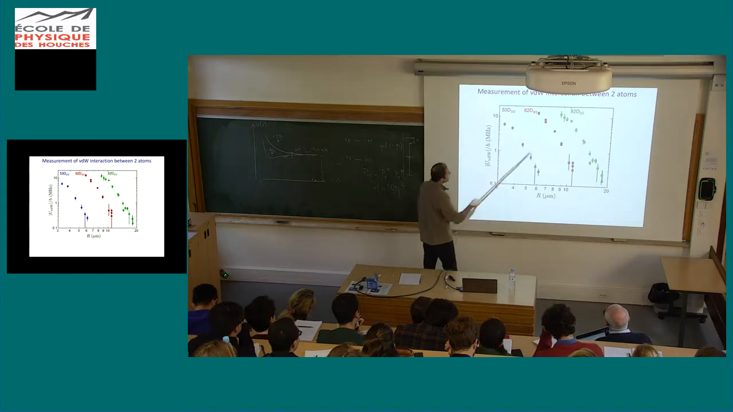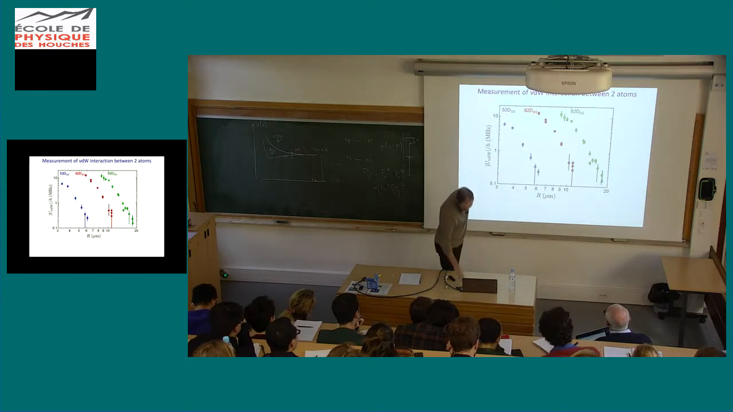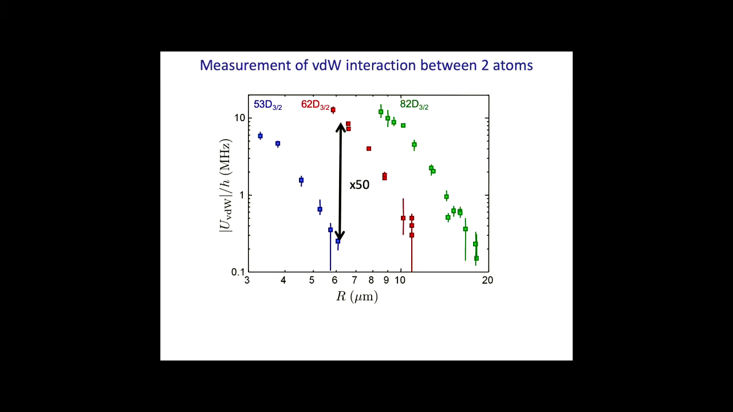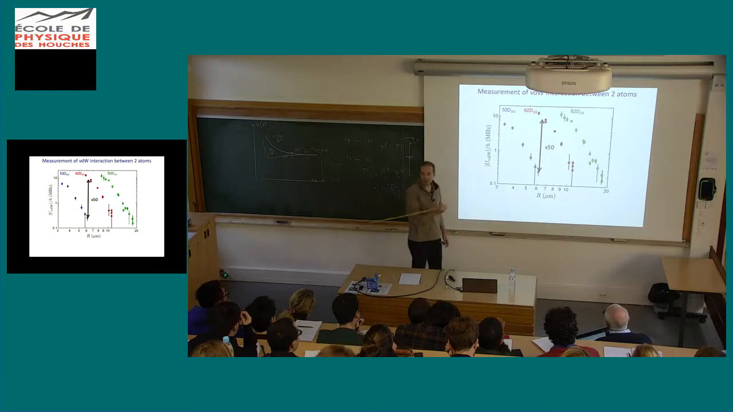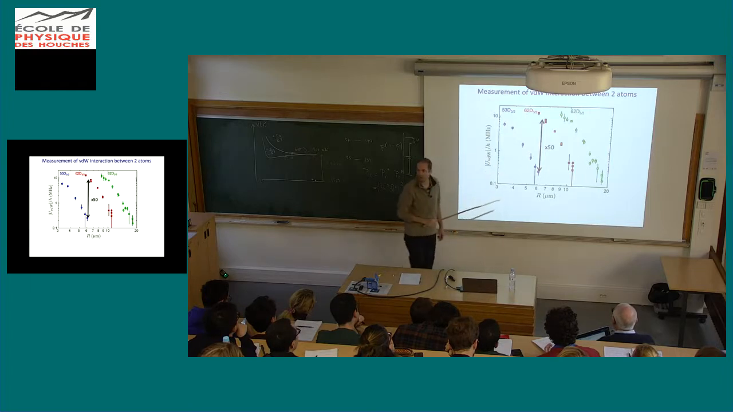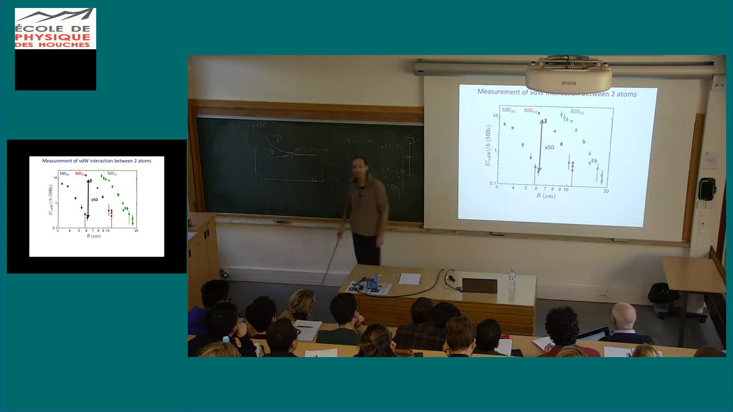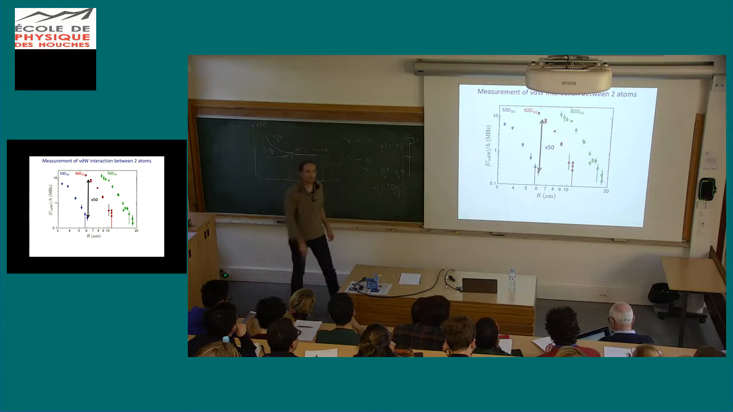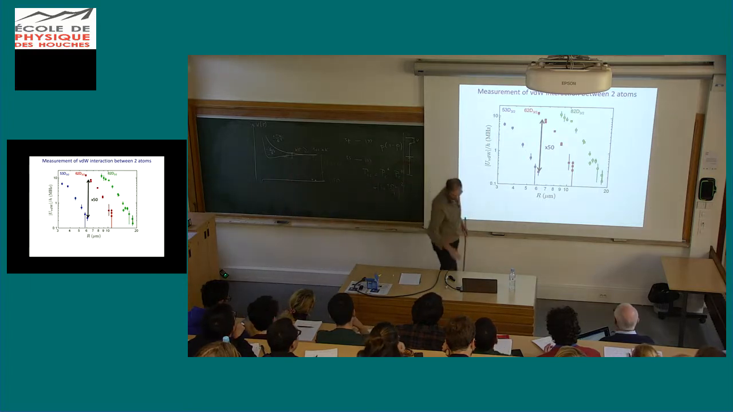So this is in log-log scale to emphasize the 1 over R^6. I also emphasize this wild scaling that we discussed earlier in the lecture, which is that for a given distance, if I change the principal quantum number only from 53 to 62, it doesn't look like a huge change. And still, you change the strength of the interaction by a factor of 50. So this is reminiscent of this n to the power 11 that we discussed earlier.